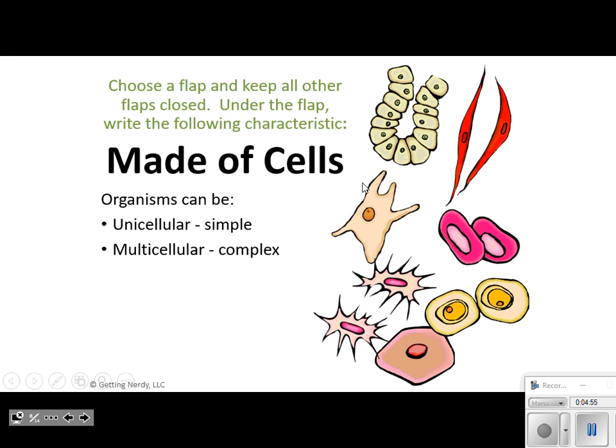The first characteristic we're talking about of living things is that living things are made of cells. Those cells could be two things. They could be unicellular, which is a simple organism, a single cell, or it could be multicellular, which are complex organisms that have many, many, many cells.